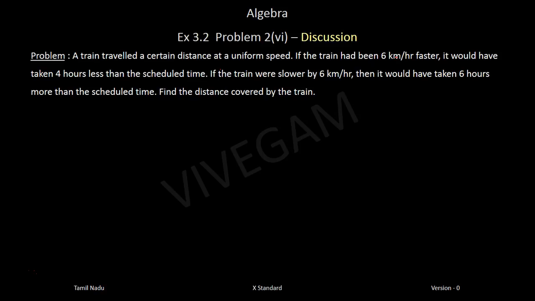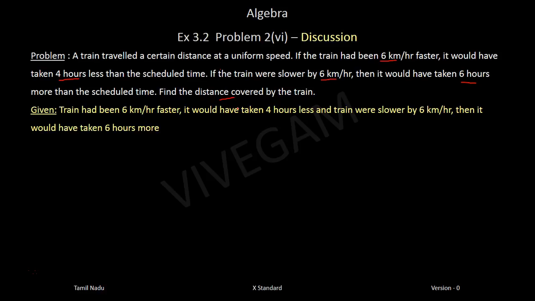Okay. So let's just mark it. If the speed is increased by 6 kilometers per hour, the time will become 4 hours less. If the train is 6 kilometers per hour slower, the time taken would be 6 hours more. And we are asked to calculate the distance. So I've written the same conditions here. Next we need to calculate the distance covered by the train.